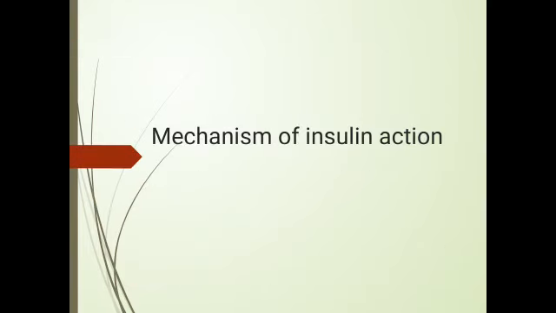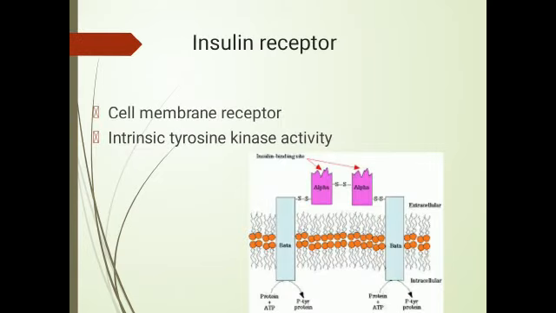What is the mechanism of action of insulin? Insulin receptor: I told you it's a protein hormone, so it has a cell membrane receptor, and this receptor has intrinsic tyrosine kinase activity. If you see in the picture, this is the insulin receptor. It consists of 2 alpha and 2 beta subunits. The 2 alpha are the pink color and the beta are the blue color.